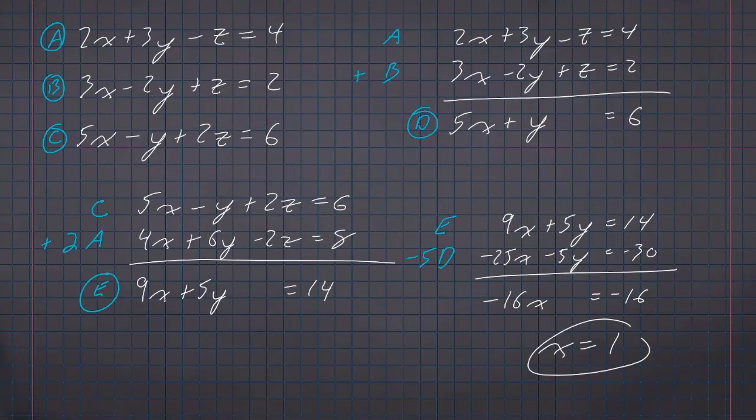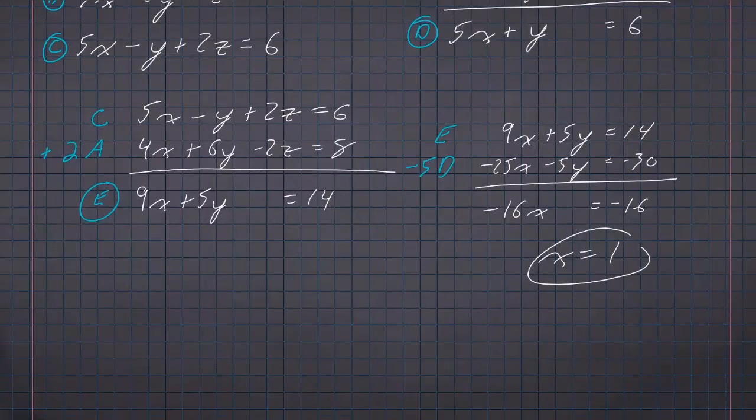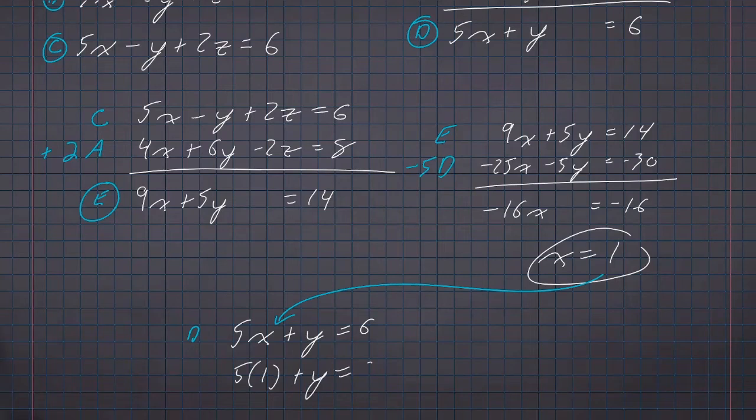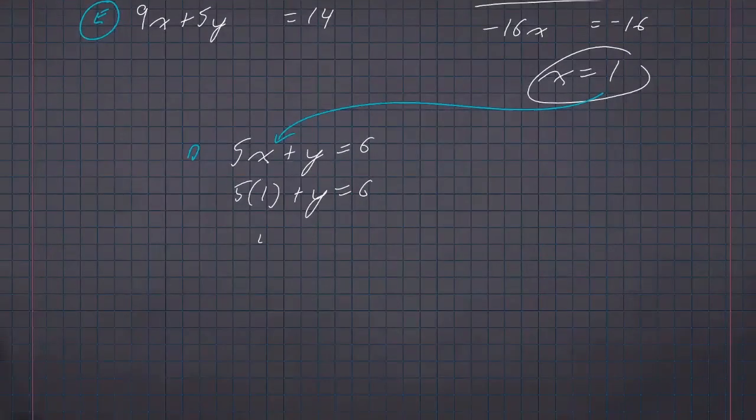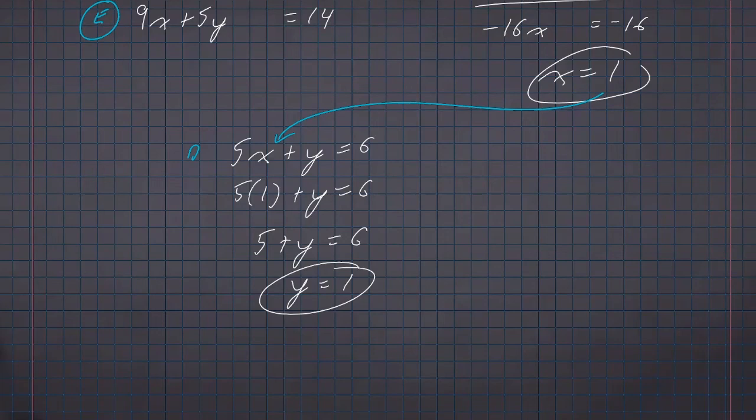So let's scroll down for a moment and rewrite equation D. Which is 5x plus y equals 6. Plug in that x equals 1. We have 5 times 1 plus y equals 6. 5 plus y equals 6, and y equals 1. There's a second variable that we have solved. Now I have both x and y.